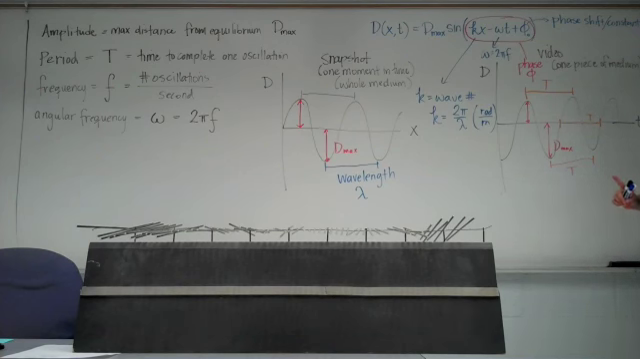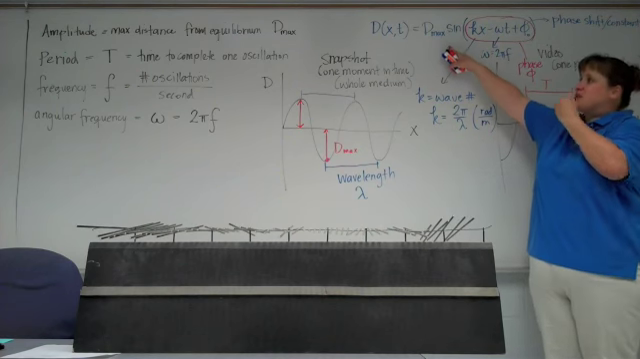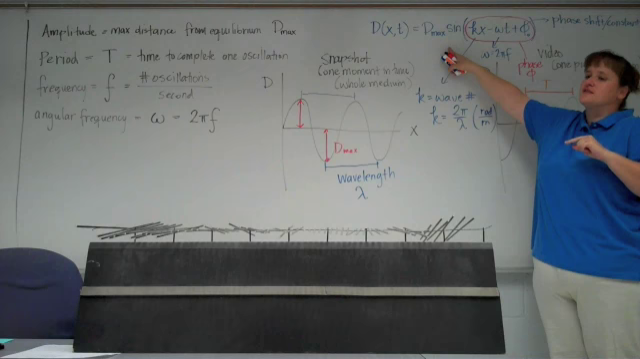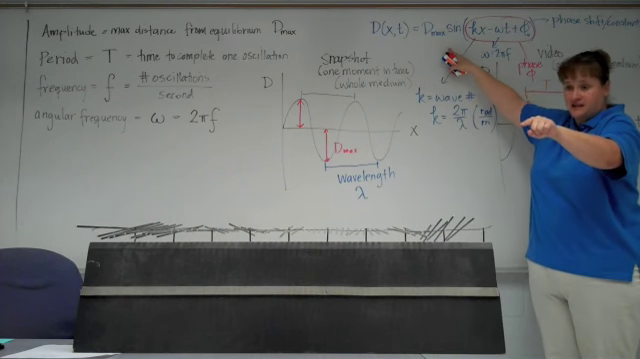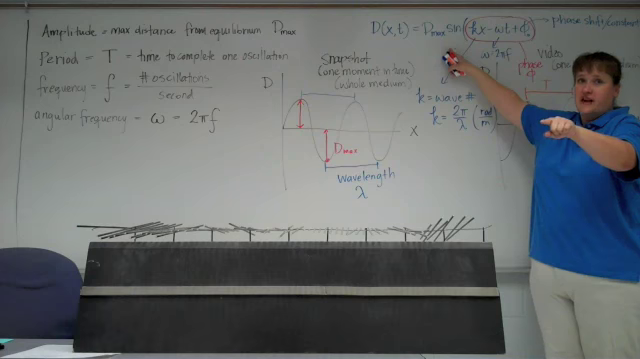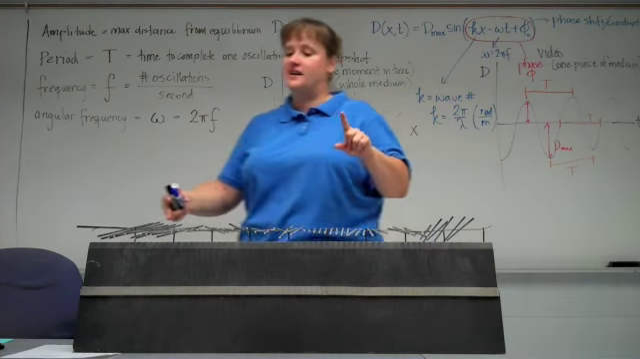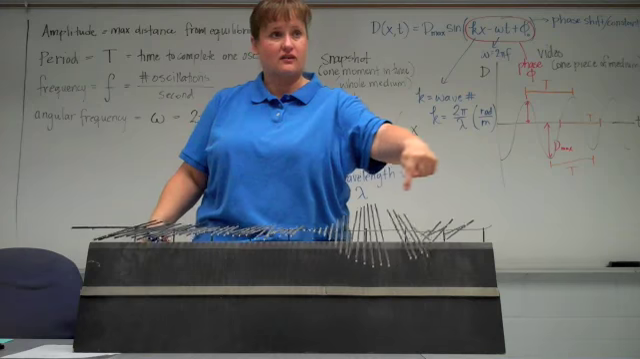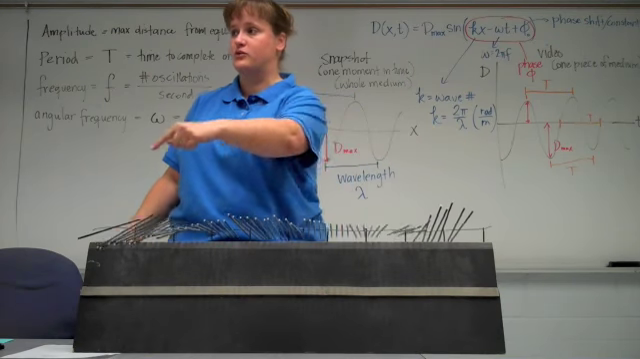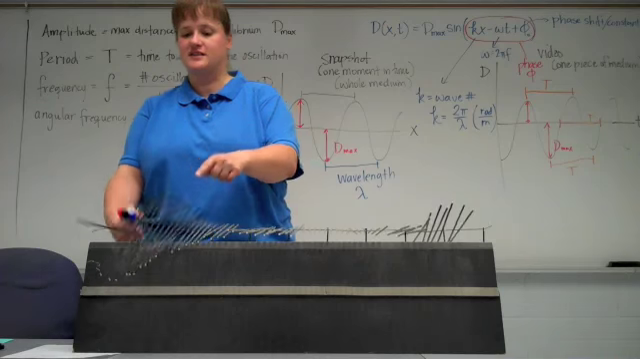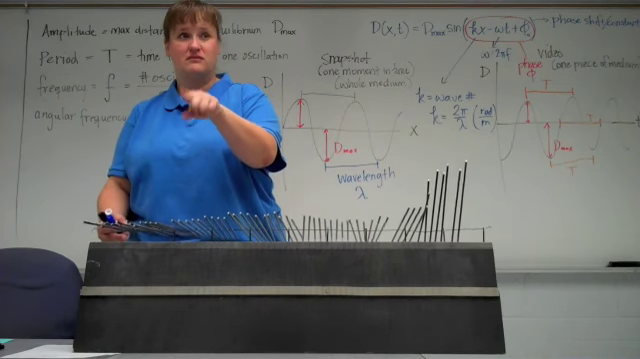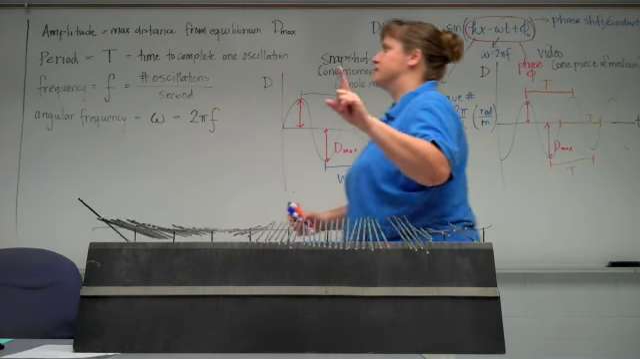Please keep in mind, though, if we take the derivative of this function, that gives us the velocity of that piece that's moving. That does not give us the velocity of the wave itself. It doesn't tell us how fast the wave will move down here. It only tells us how fast these guys are moving up and down. Okay? It's an important distinction.